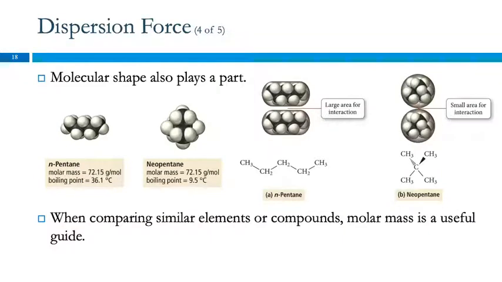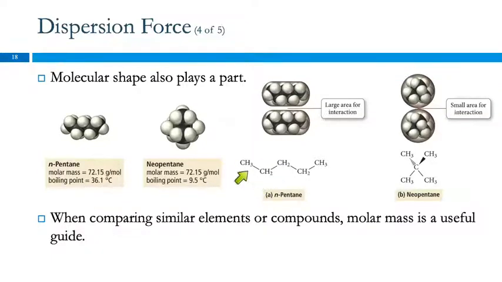So the shape of the molecule plays a part in this as well. When we're comparing different molecules, we have to be aware of shape and of molecular size. What we were looking at with the atoms was just size. Here we're going to look at shapes of molecules, so we want to compare two molecules that are the same mass. These two molecules, n-pentane and neopentane, have exactly the same molar masses, but their boiling points are significantly different: 9.5 degrees Celsius versus 36, right?